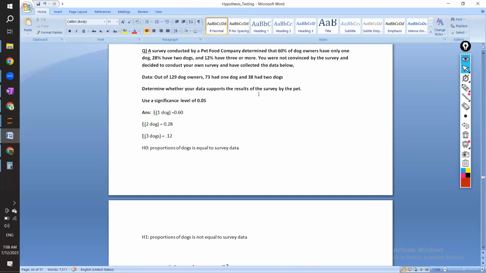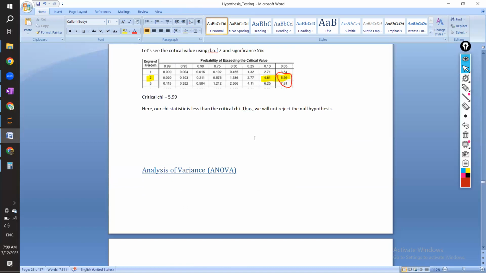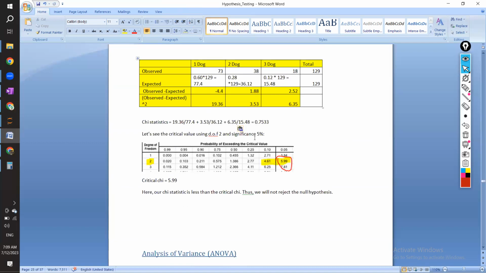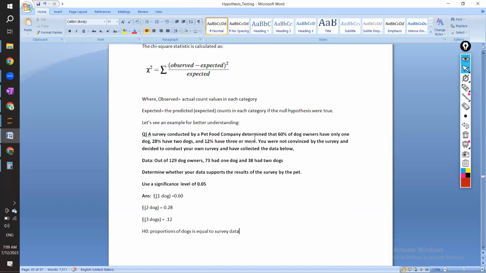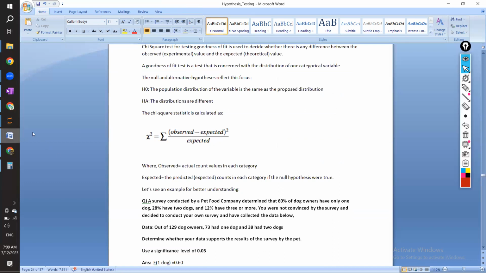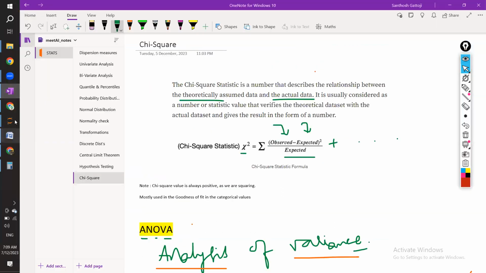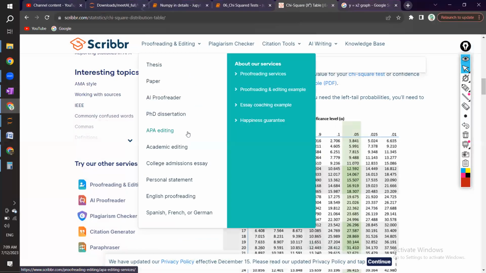Is it clear, guys? Yes. Okay. So this is regarding the goodness of fit test. Now we will try to see one more example. Let me go.